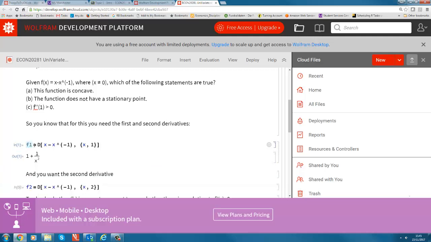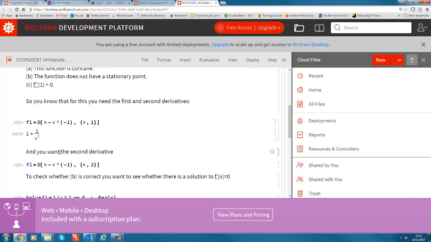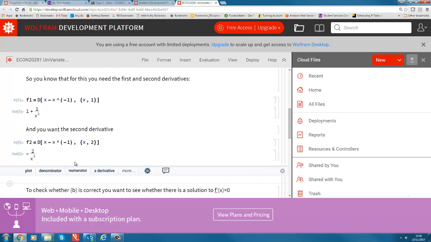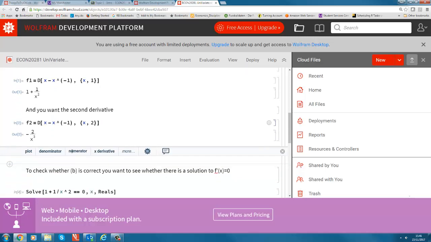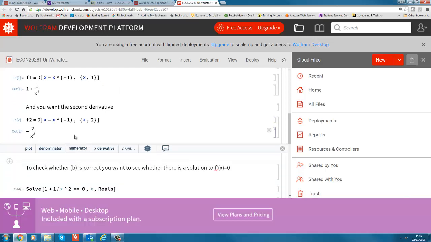I've saved this F1 equals that, which just means that from now on, when I say F1, Wolfram will know what I have in mind is this function. So let's get the second derivative. It's basically the same, just that here I'm saying I want the second derivative. Okay, so again, cursor in there, Shift Enter. Here's my second derivative, negative 2 over x to the 3. Again, you would have calculated that by hand, but now you can check whether you're right.